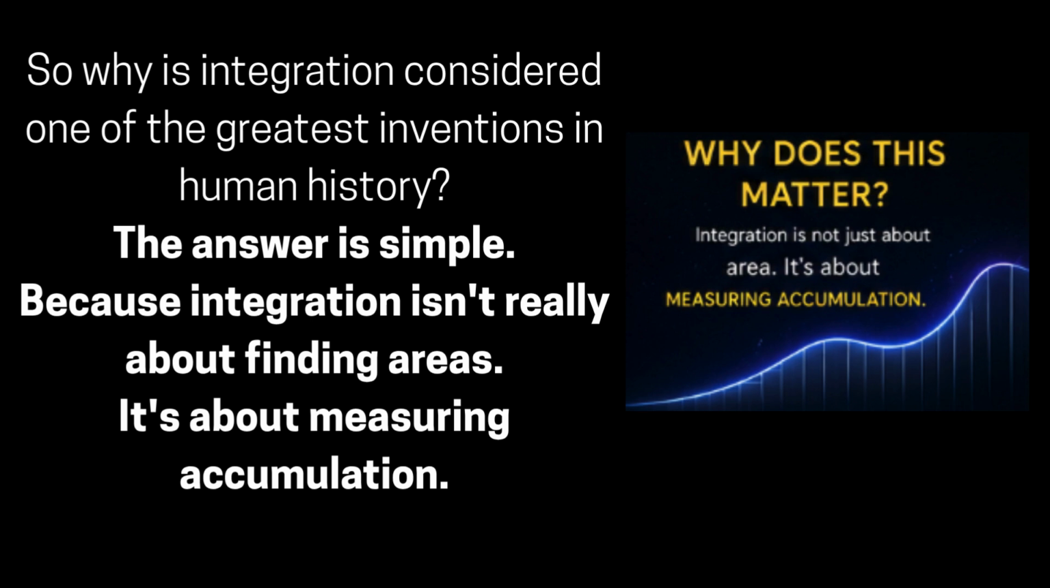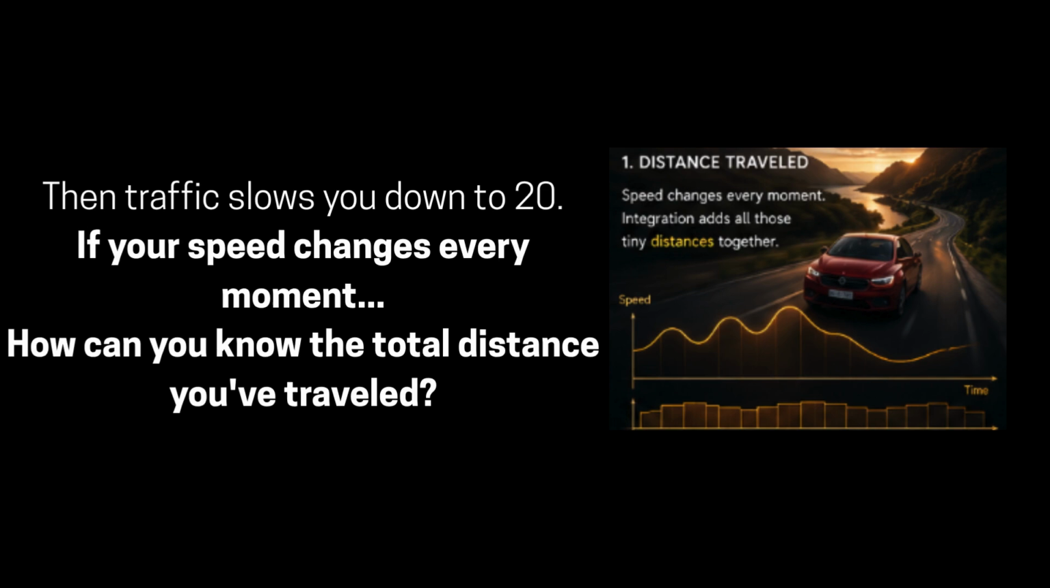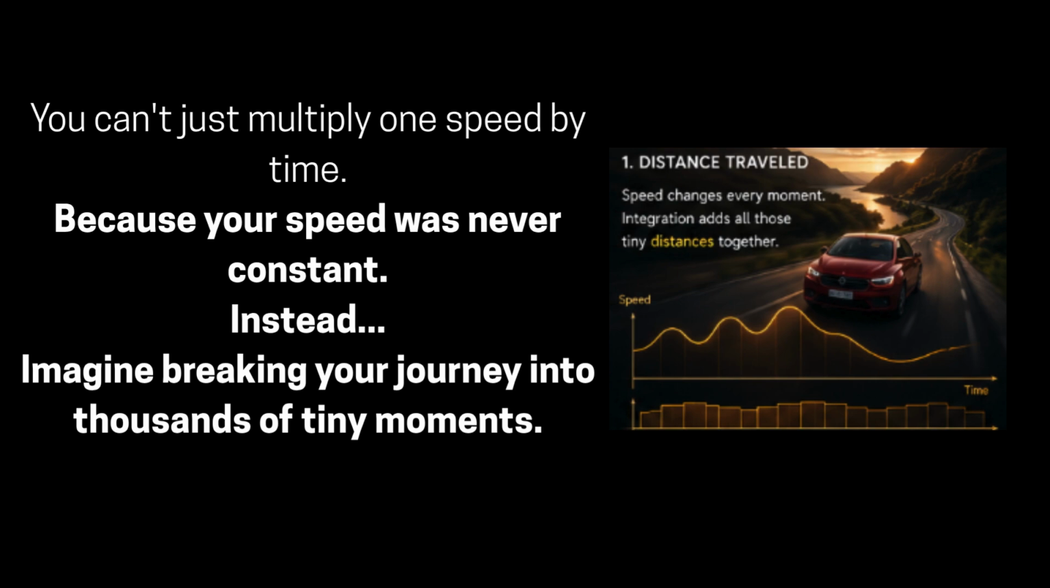The answer is simple, because integration isn't really about finding areas. It's about measuring accumulation. Imagine you're driving a car. Your speed isn't constant. Sometimes you're moving at 30 kilometers per hour. A few minutes later, you're traveling at 60. Then traffic slows you down to 20. If your speed changes every moment, how can you know the total distance you've traveled? You can't just multiply one speed by time, because your speed was never constant.